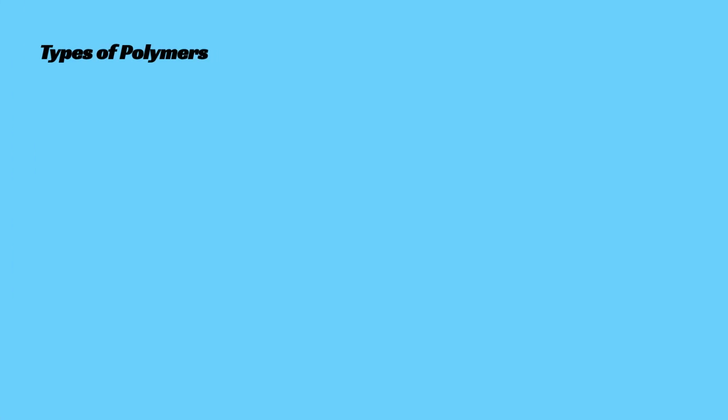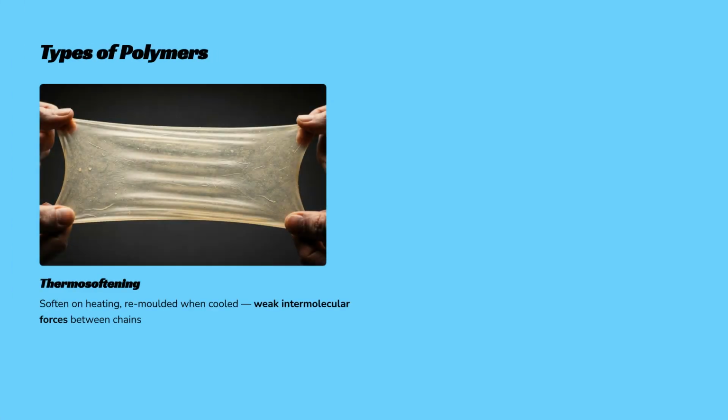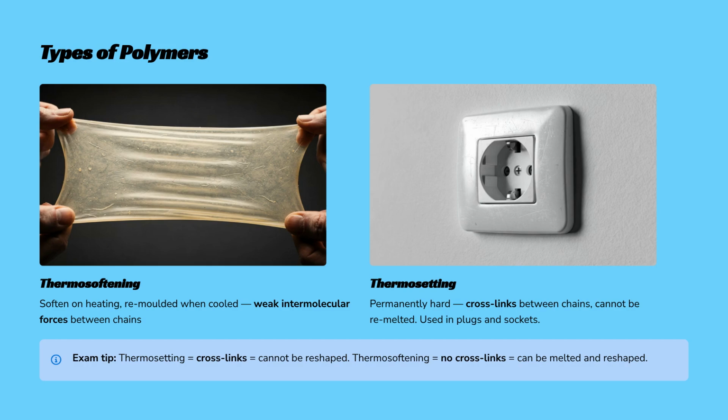Polymers are classified into two types. Thermosoftening polymers soften on heating due to weak forces between chains, allowing them to be remolded. Thermosetting polymers have strong cross-links, making them permanently hard and unable to be remelted.